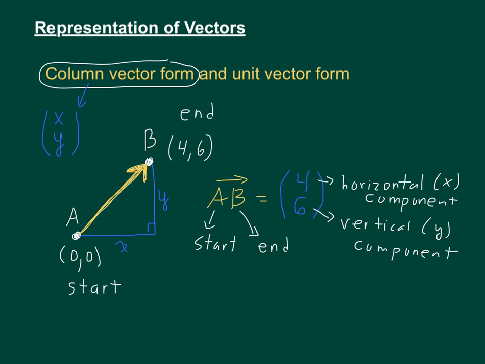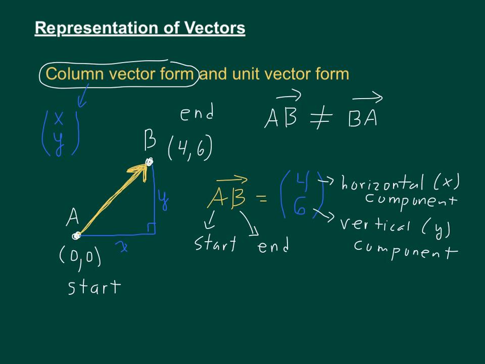Now, getting back to this AB notation for our vector, please understand that this vector AB is not the same as the vector from B to A. Vector BA would start at B and end at A. So the magnitude or the length of this vector would be the same, but the directions are different.